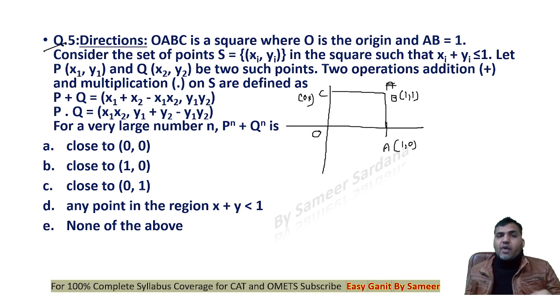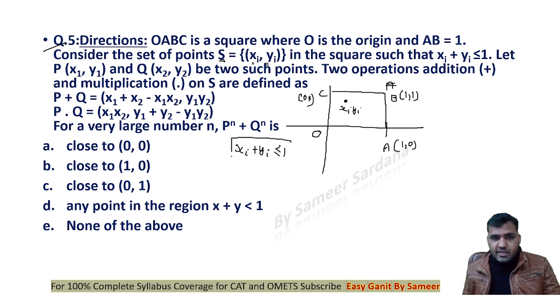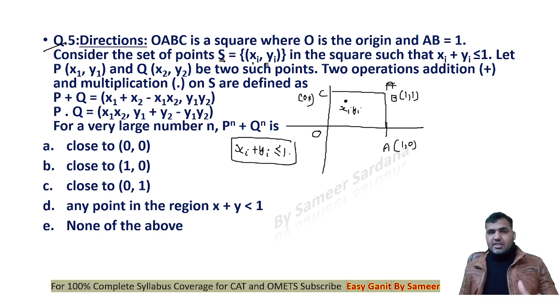Now, any point S, which in terms of abscissa and ordinate is represented as xi and yi, lies inside the square. So S is the set of points which lies inside the square, such that xi plus yi is less than or equal to 1. These are the conditions that must be satisfied by all the points which belong to the set S.